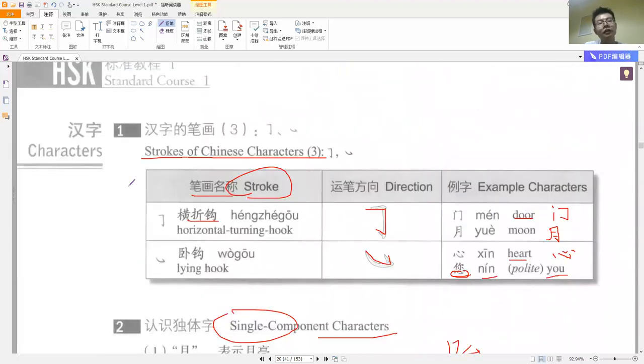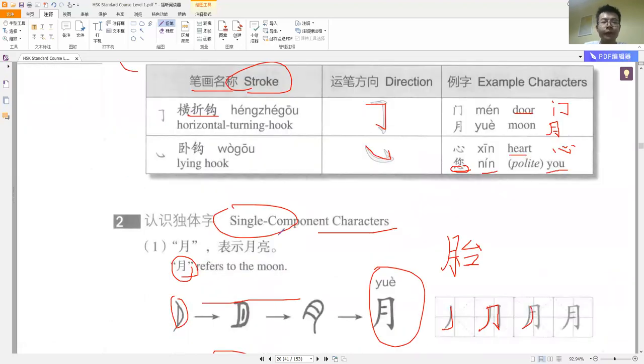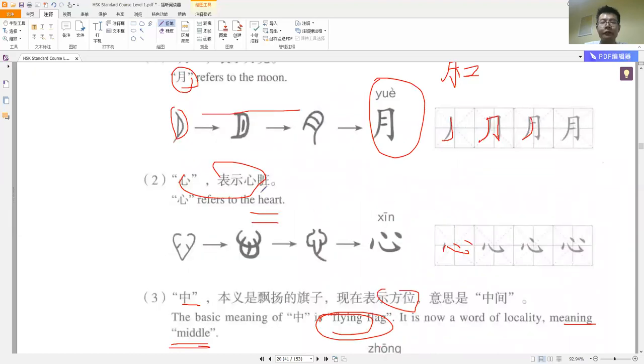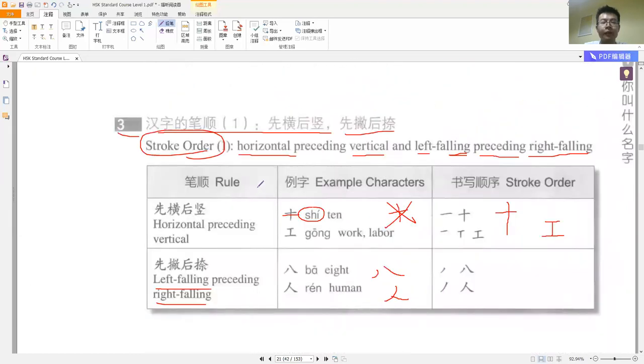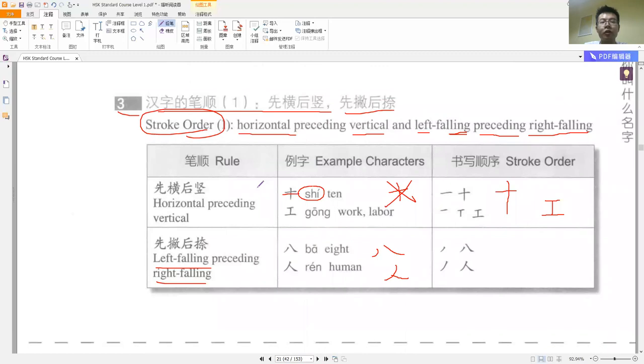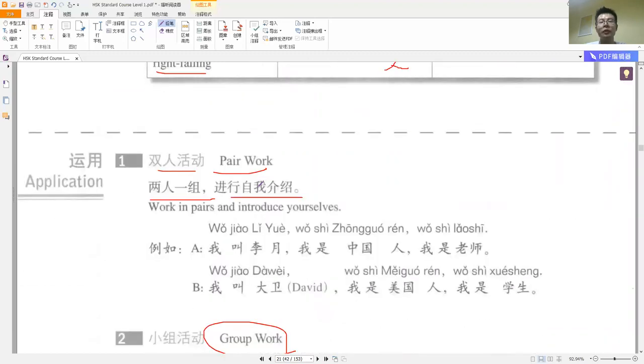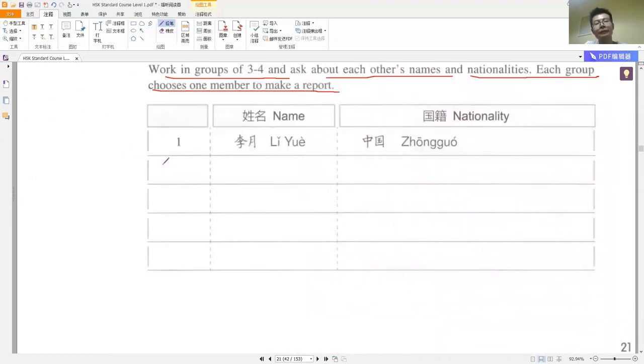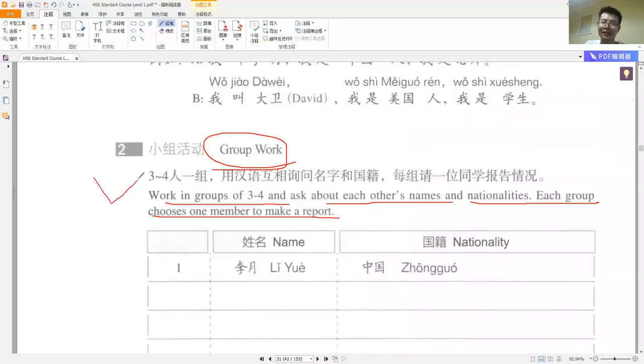In this lesson, we also learned strokes: 横折钩 and 卧钩, the lying hook. And we also learned some simple component characters, and the stroke order when you write a Chinese character. It's a good group work.